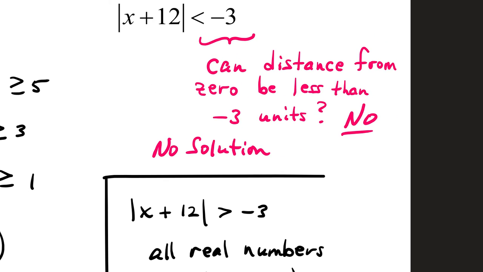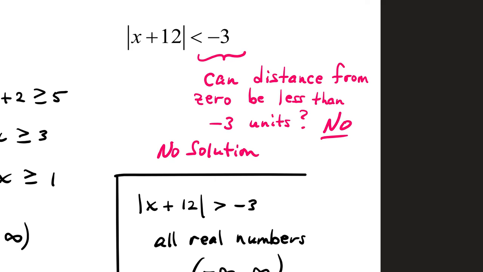And then next, we looked at a couple special cases. The top case, the absolute value of x plus 12 is less than -3. Well, distance from 0 is either 0 or positive, since you can't move a negative distance. This absolute value, which is distance from 0, can never be less than a negative number. So in class, what we discussed was, can distance from 0 be less than -3 units? And you guys told me no, that's true. So this problem has no solution.